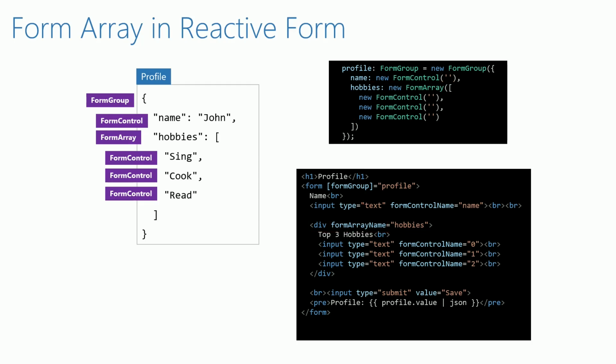FormArrayName is a built-in directive available in the reactive forms module. The form controls within the form array should be defined within this div tag. Each input text element should have formControlName directive with value as respective index number starting from 0 to represent each item in the form array.